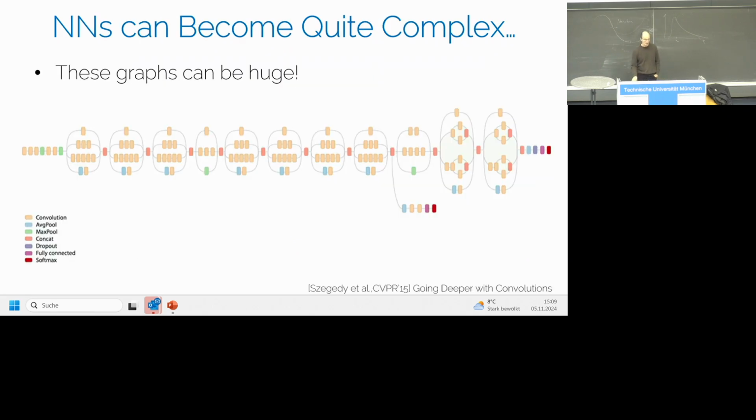And these graphs can be huge. They can be large. This is an example from a project at Google that was called Going Deeper with Convolutional Networks in 2015. And then there was a paper called Very Deep Networks that was, I think, even deeper, right? So people started using hundreds and hundreds of layers and often a multitude of processing steps that involve convolutions, that involve average pooling, max pooling, concatenation, dropout.